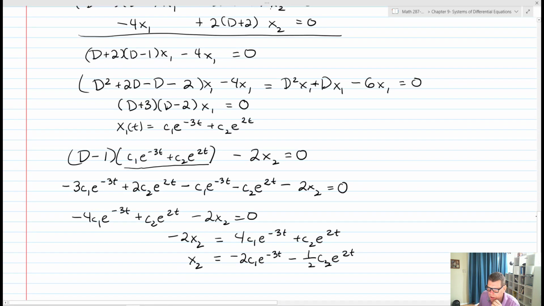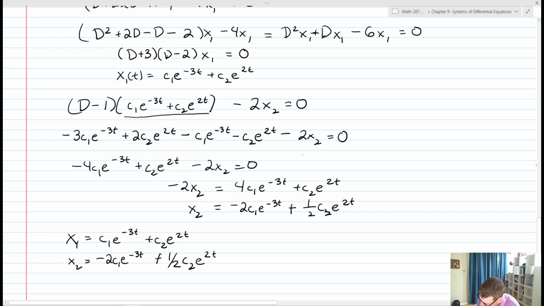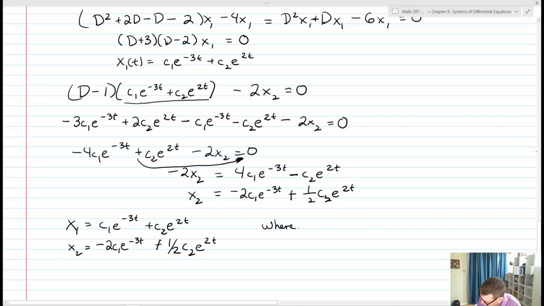So the solution to our differential equation is x1 equals c1 e to the negative 3t plus c2 e to the 2t, and then x2 will equal negative 2 c1 e to the negative 3t minus 1/2 c2 e to the 2t. Actually, this should be a plus, because this side should actually be a minus, since we should have subtracted over. And this is where c1 and c2 are arbitrary constants.